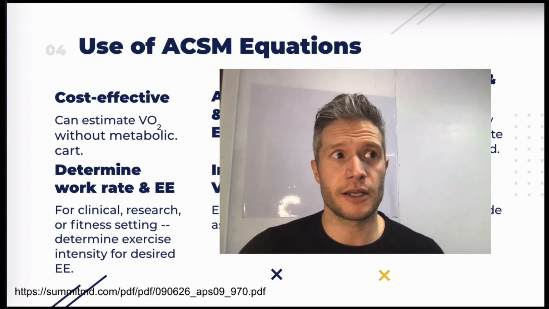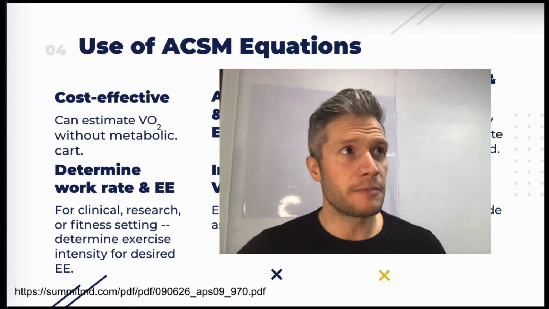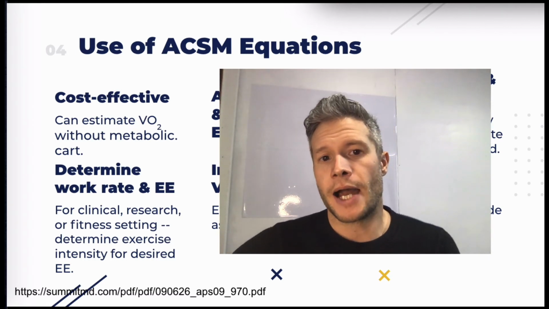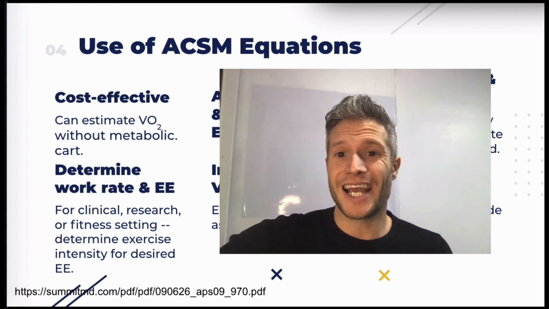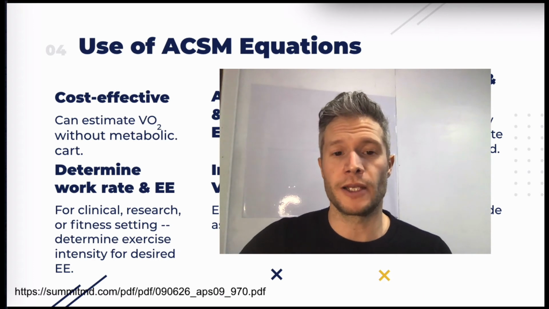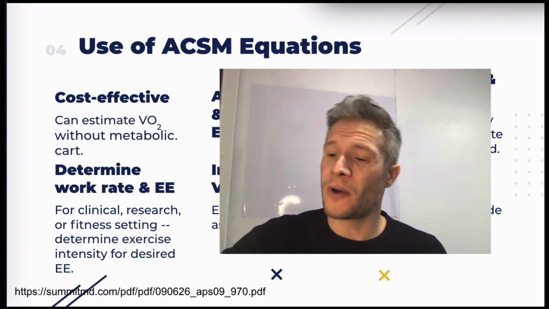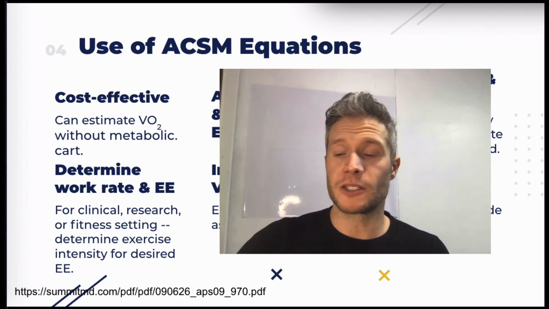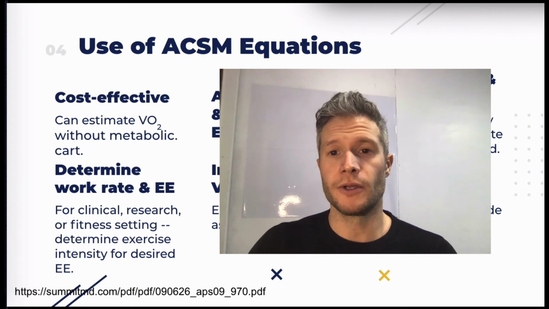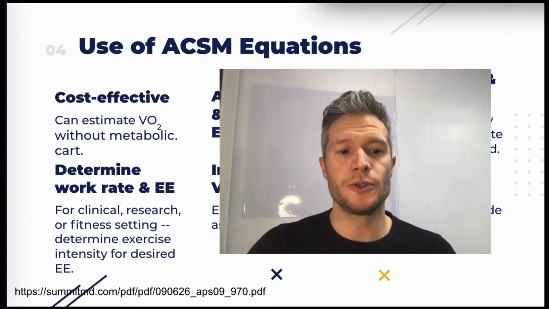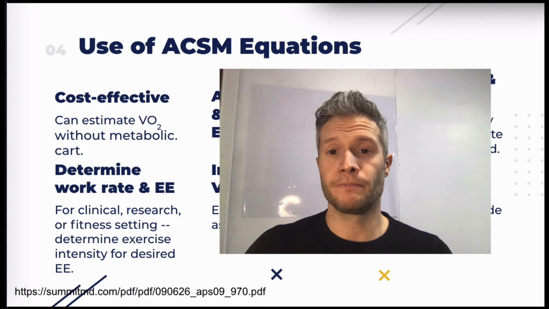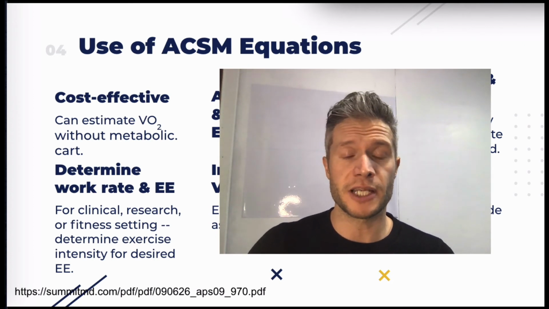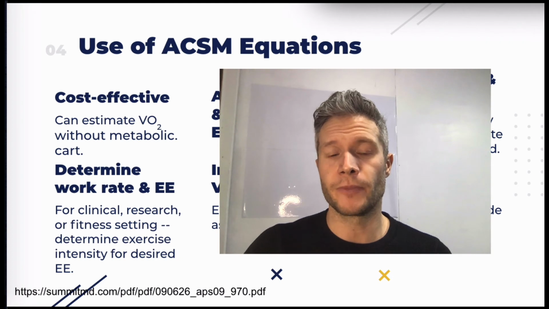The other thing that we typically use this for is determining work rate and energy expenditure. Think conceptually, maybe in a fitness setting or a lab, where you need to figure out how much energy someone is going to expend at a certain pace or work rate. For example, on the treadmill, how fast do I need to set it for somebody to expend 100 calories in 5 minutes? You could use these to figure that out. Or what if you wanted to expend 500 calories during a run? What would you need to set the treadmill to? What if you're running outside? How could you figure that out?